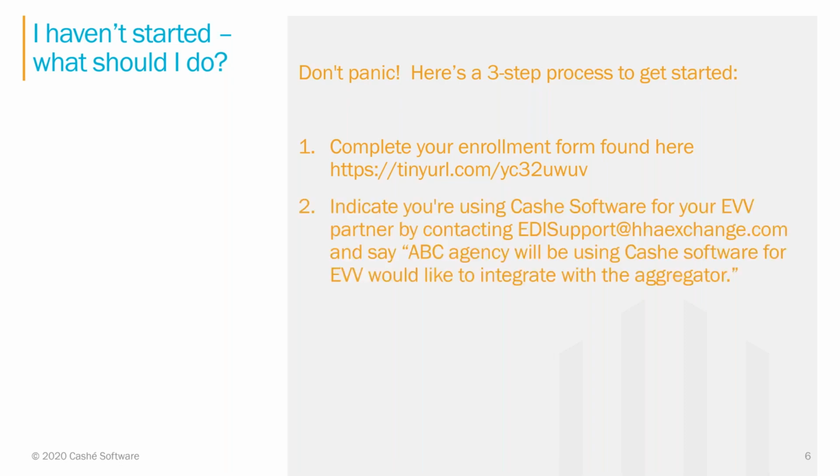The second step, you'll need to indicate that you're using Cachet software for your EVV partner. You'll have to do this by sending an email to edisupport@hhaexchange.com and indicate that your agency will be using us for EVV and that you'd like to integrate with the aggregator. This seems like a duplicate step, but they'll send you an attestation form if you've not yet completed one, and this will ensure your connection is complete without issue.